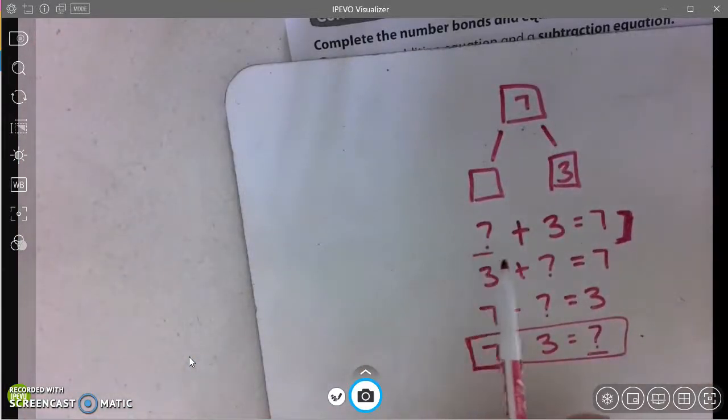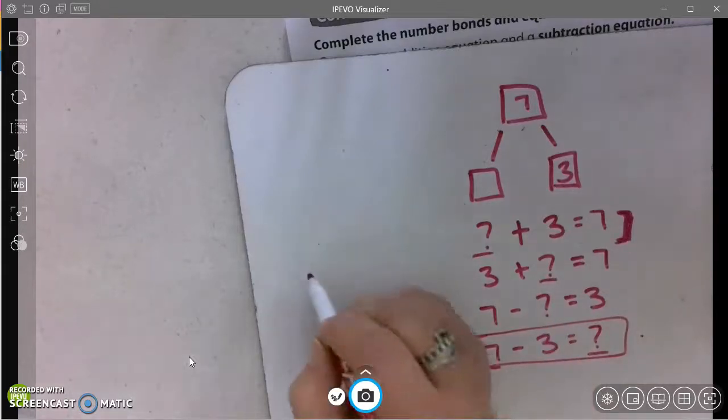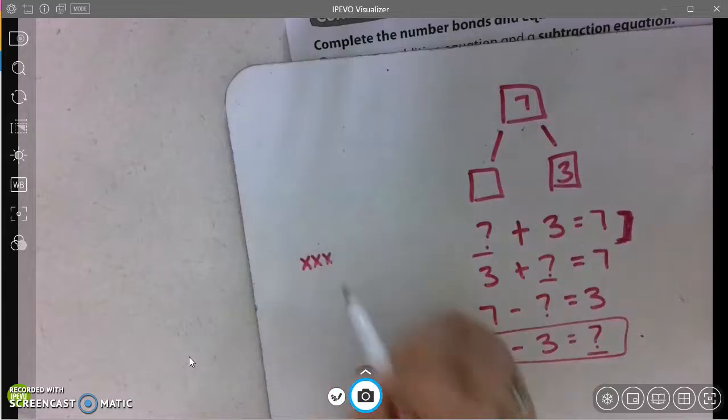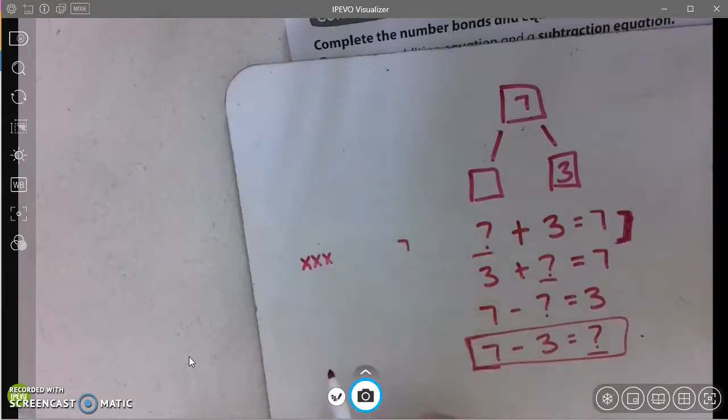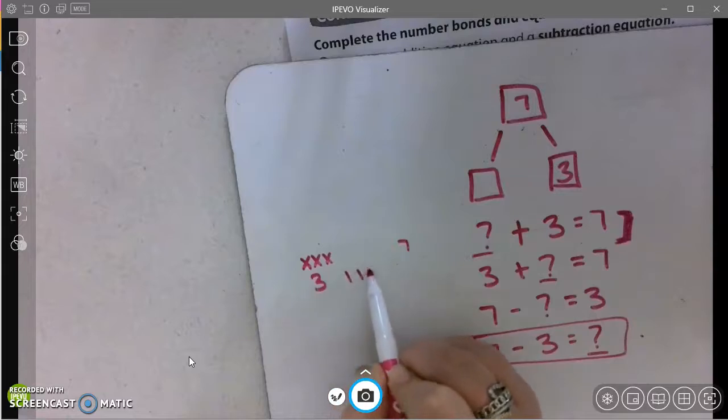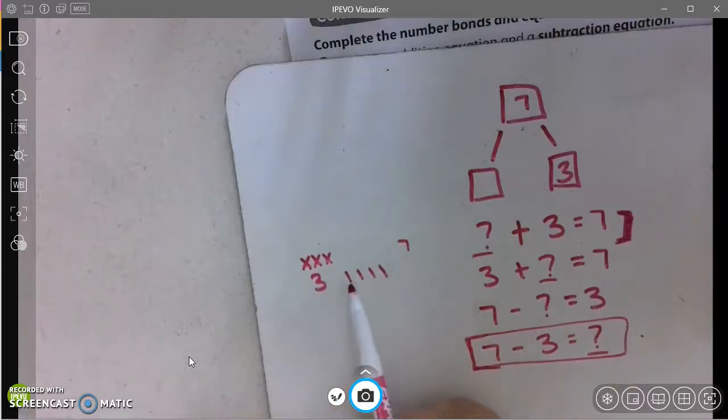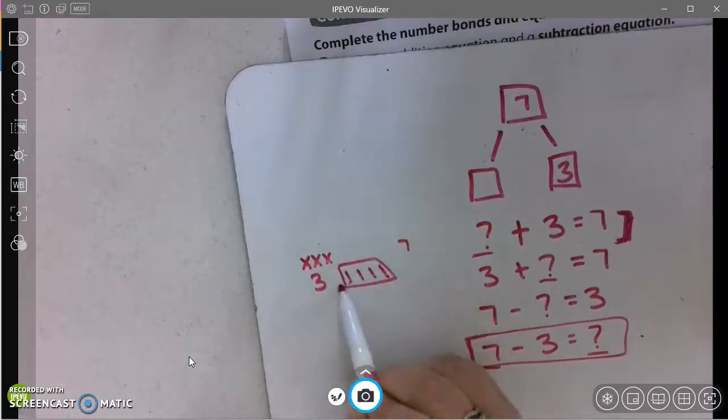So I have an unknown number in the beginning or at the end of my addition equation. Well, if I have 3, one of my addition strategies is to count on until I get to 7. So 3, 4, 5, 6, 7. Okay, how many numbers did I have to count on? 1, 2, 3, 4. I had to count on 4 more numbers, so my missing number is 4.